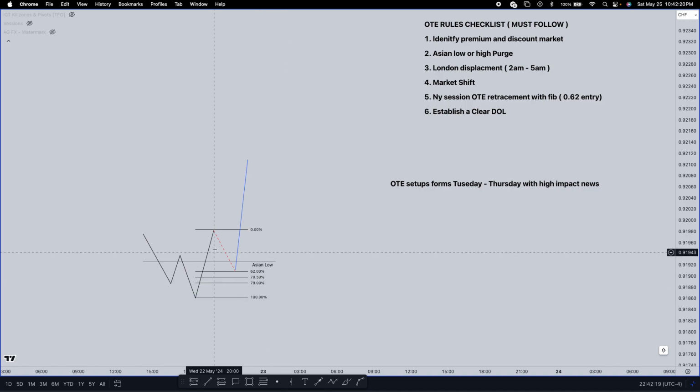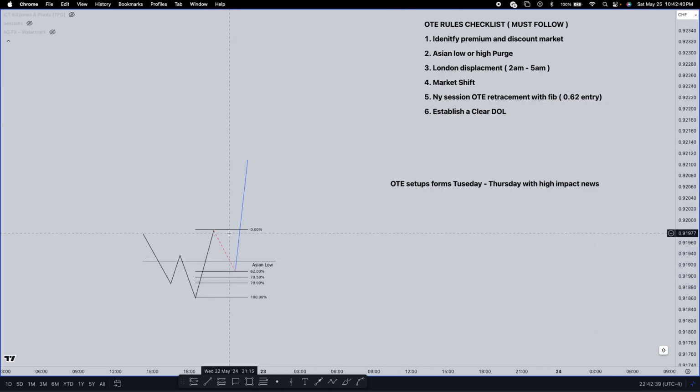So we had price take out Asian low. We're in a discount market. So the first two rules are checked off. What's the third rule? Clear London displacement. Where is it at, Ron? Right here. London displacement from 2 a.m. to 5 a.m.